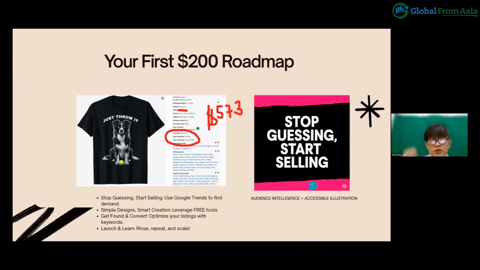So again, just to show you, after you've done your research and after you've done your design, you just have to publish it. The marketplace where most of my designs are for sale is Amazon.com. Just to show you, the shirt on the left is all done by AI, and the niche that I got, the design, is all about the border collie shirt.